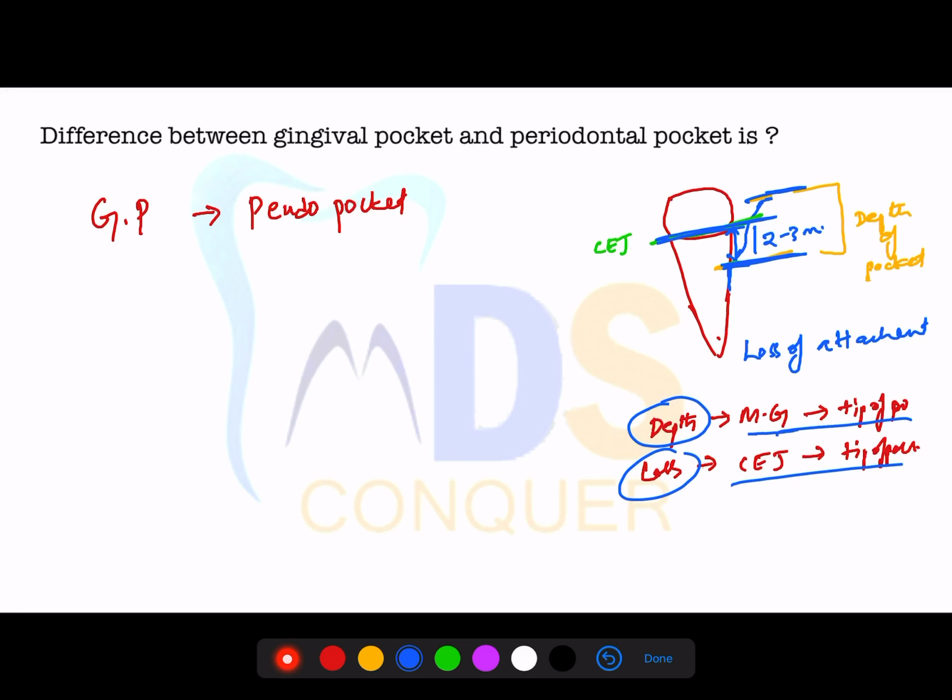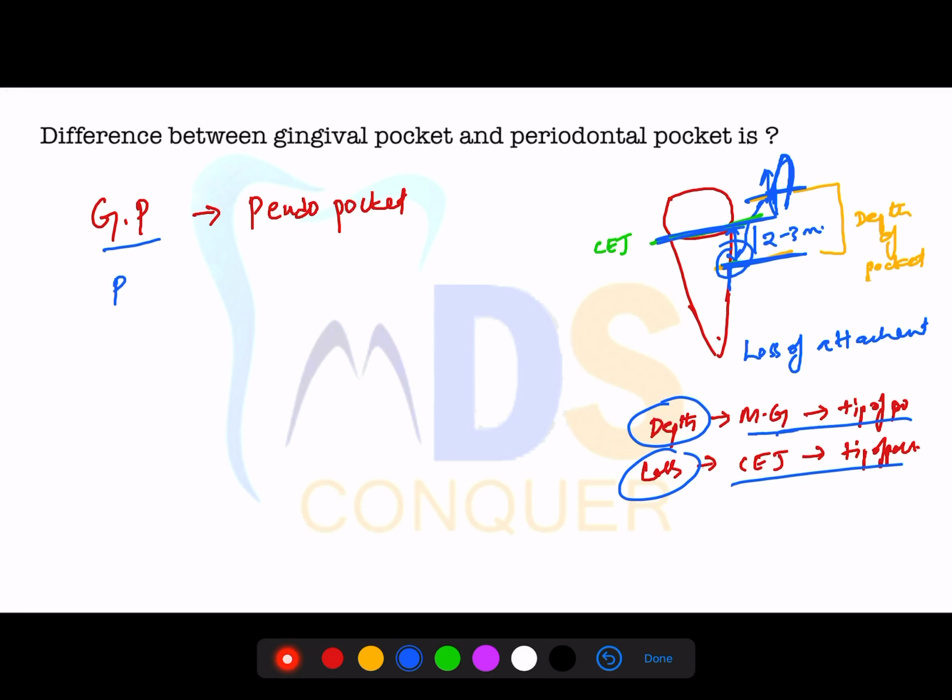So this is important. Your pseudo pocket is the growing of the marginal gingiva. In a simple definition, the gingival pocket is basically due to the enlargement of gingiva without causing any destruction in the periodontal tissue. It is basically due to the bulk of gingival growth in the opposite direction to that of the pocket. That is called a gingival pocket.